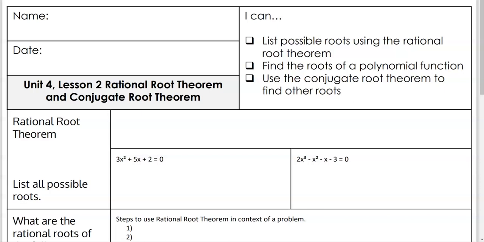All right, we are doing all of our polynomial theorems today. So we got 2 of them. Actually, we're going to do 2 of them today. I lied. And 1 of them tomorrow. Today, we're going to do the rational root theorem and the conjugate root theorem. Tomorrow, we're going to do the remainder theorem.